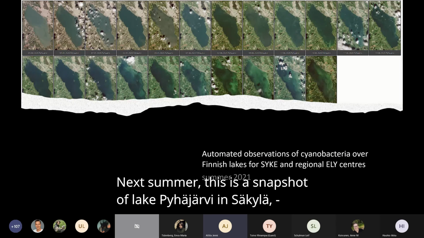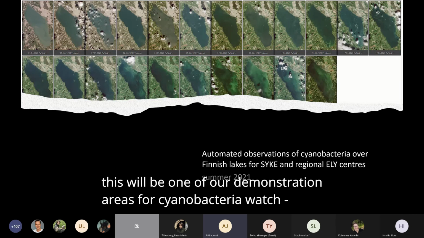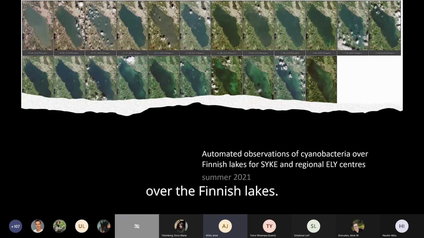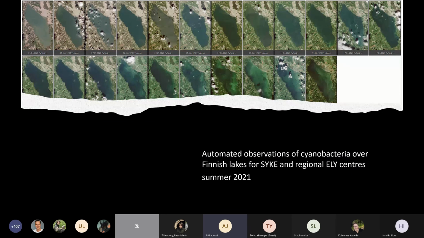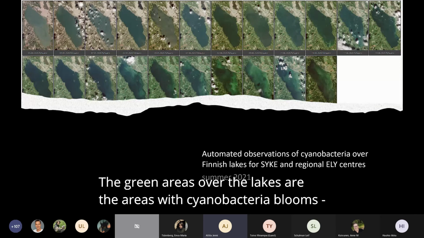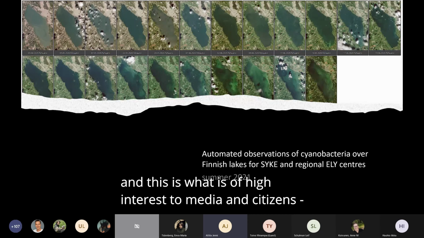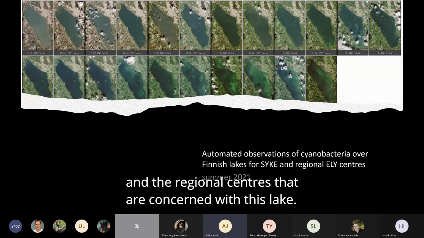For the next summer, this is a snapshot of Lake Pyhäjärvi in Säkylä. This will be one of our demonstration areas for cyanobacteria watch over the Finnish lakes. There will be lots of lakes like this where we provide only the interesting parts of the satellite observations for that particular lake. And the green areas over the lakes are the areas with the cyanobacteria blooms. And this is what is of high interest to media and the citizens and the regional centers that are concerned with this lake.